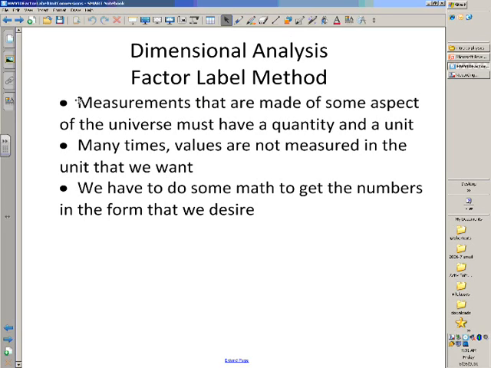So remember, dimensional analysis, factor label method. Every number that we deal with in this class is a measurement, right? Some aspect of the universe, it has a quantity and it has a unit, okay? That's what we deal with in science class, a measurement of the physical world. But a lot of times, that value isn't measured in a unit that we want, or measurements aren't consistent in their units. We have some values that are measured in certain units, some values measured in other units, but we can fix that problem just doing a little math to get the number in the form that we desire.